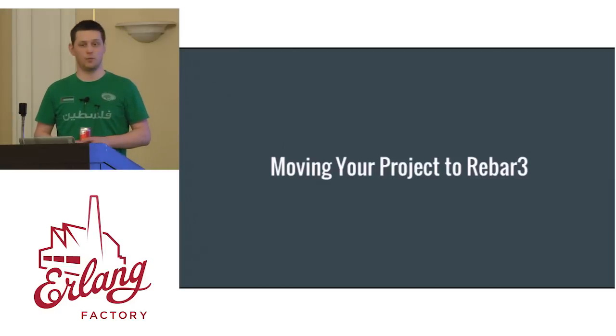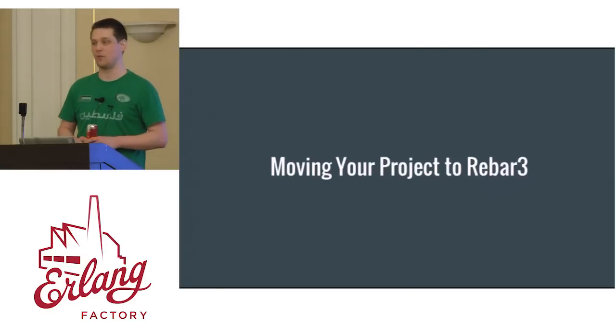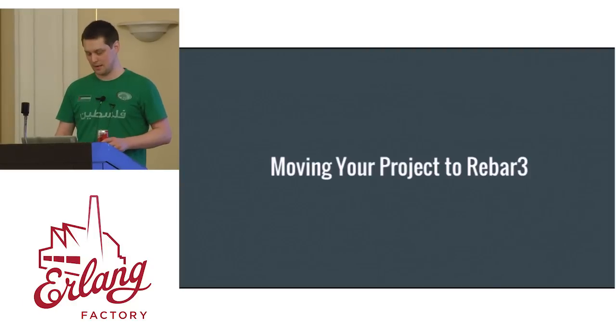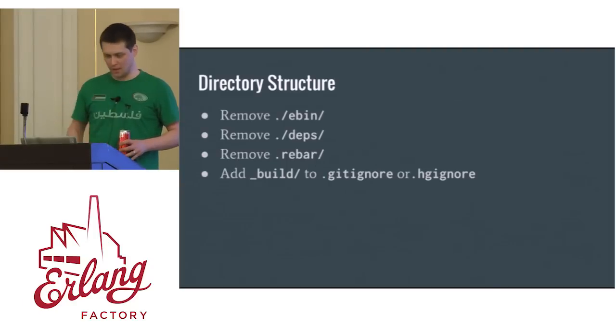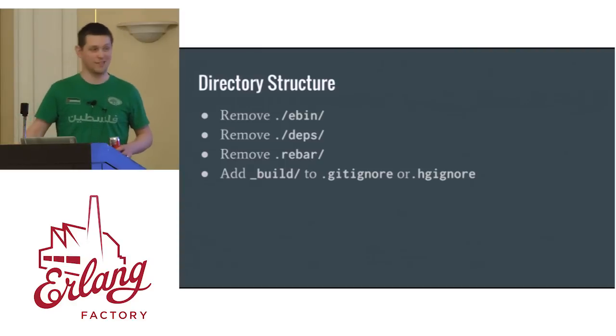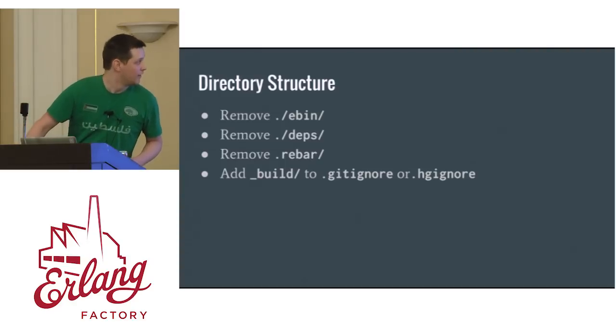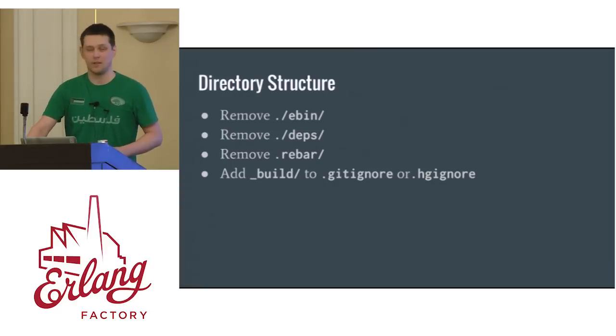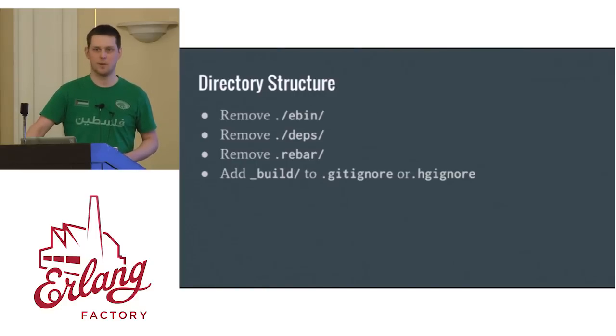Now I can get to how you're actually going to, if you haven't done so already, move from Rebar2 to Rebar3. First thing you've got to do is delete a lot of stuff. So get rid of your ebin directory. We're not just dumping beams into the current working directory. Get rid of your deps directory. Both of those are going to screw things up if you leave them. That's one of the common first problems people have experienced.